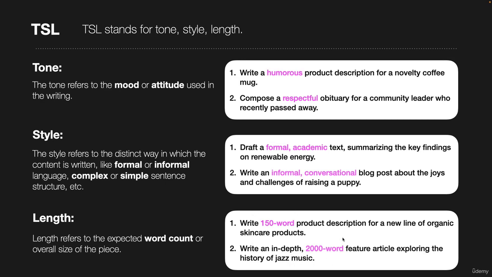So these are the two examples for length, but based on my experience, instead of providing the word count, for example 150 words, it is much better to provide token count, because ChatGPT understands the number of tokens much better compared to the number of words. This way you will get a more accurate response from ChatGPT. So that was all about TSL, which stands for tone, style, and length.